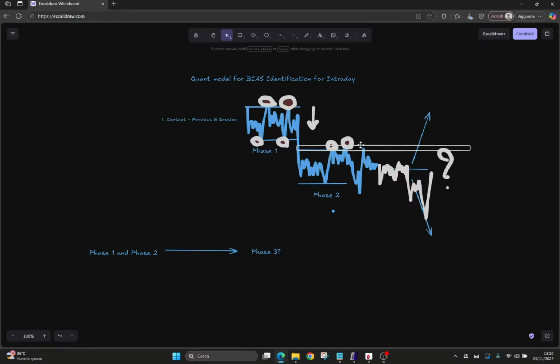Okay? Is it clear? This is the protection level of the sellers. Why? Because it's where the sellers protected their standpoint of fair value. Perfect. This is the most important level. Then you can mark a second level. The second level is the POC.